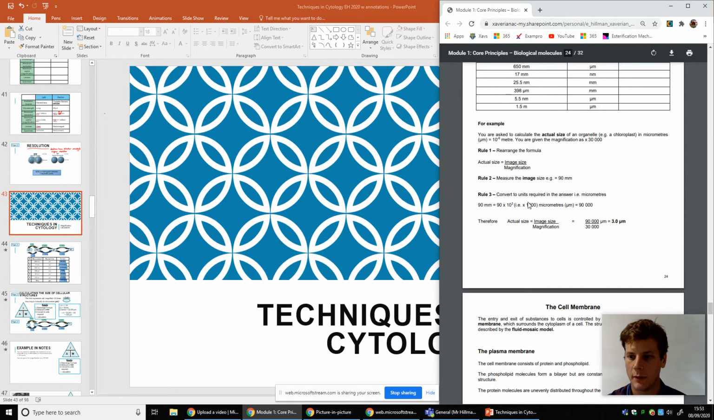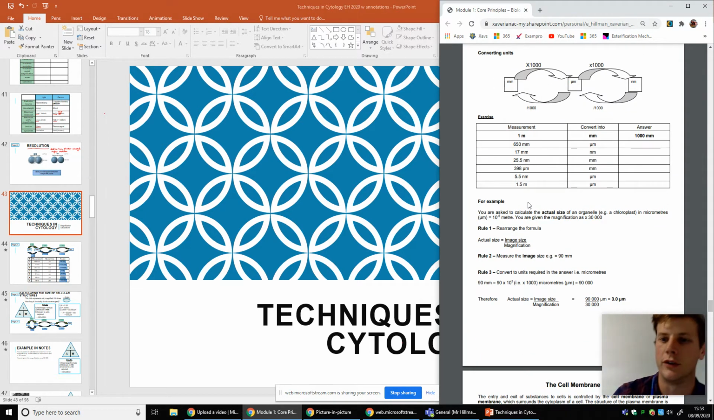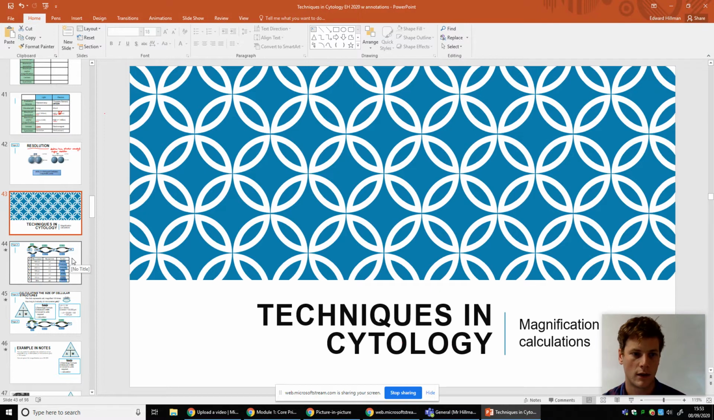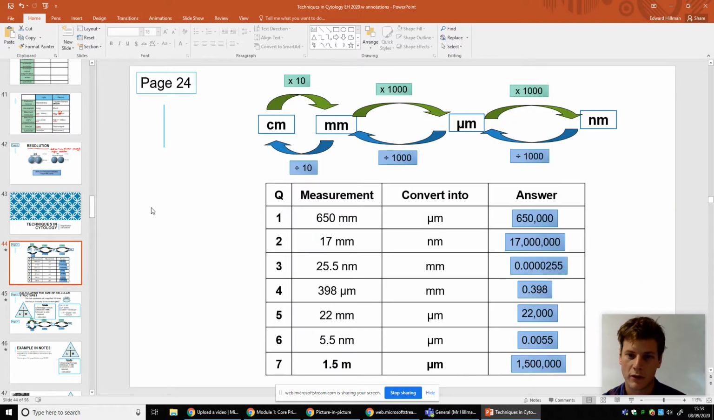Page 24 of your notes in the pre-med, pre-dental notes, you'll find this conversion of units. Okay. Now it's important you're able to convert between units, ideally from millimeters to micrometers, micrometers to nanometers, or millimeters to nanometers, and back the other way.